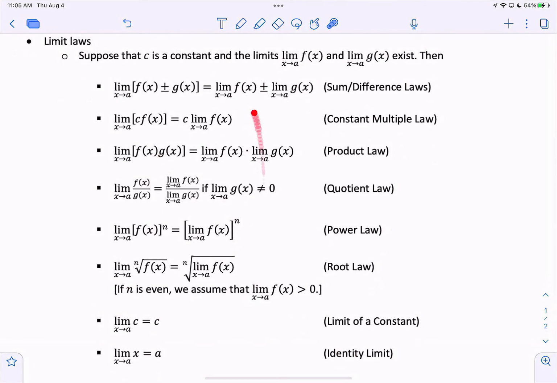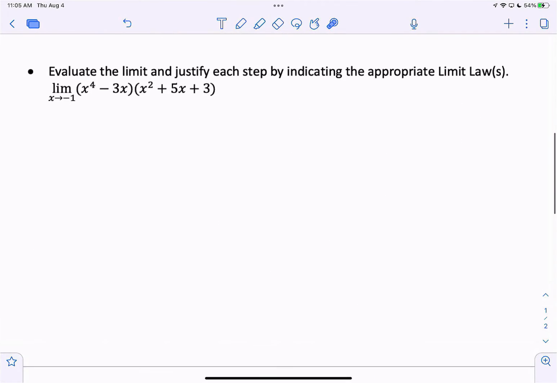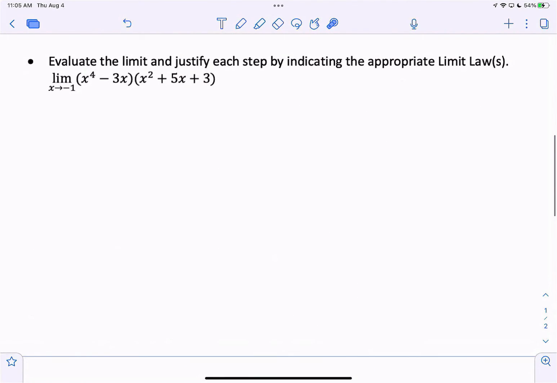These aren't to be memorized, I wouldn't say, but they are the basis of some things that we'll do, so we'll just touch on them and then move on. Let's move on to an exercise here. Evaluate the limit and justify each step using or indicating the appropriate limit law. It's the limit as x approaches negative 1 of x to the fourth minus 3x times the quantity x squared plus 5x plus 3.